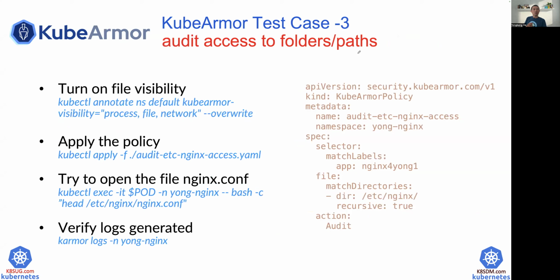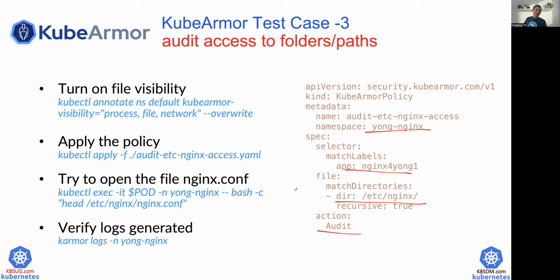So the next one I'm going to show you is, in some situations, you probably just want to audit the access to certain folders or paths. So in this case, we can create another similar YAML file, apply to this namespace, match this label, apply to /etc/nginx. That's the one I want to audit the access.